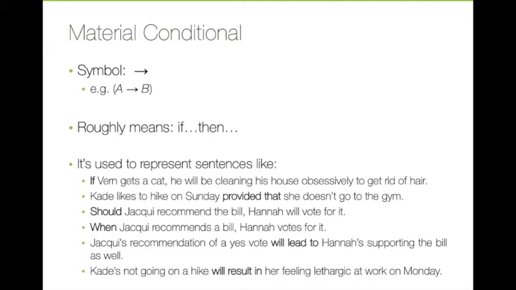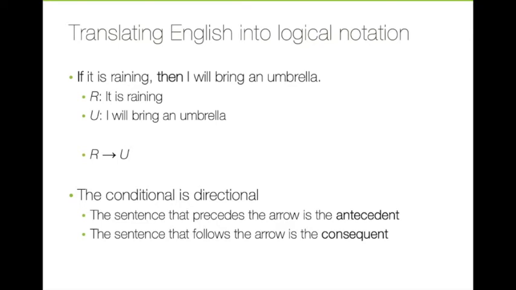Before we look at some of these richer examples, we're going to look at a straightforward if-then statement. So our starting example is the classic, if it's raining, then I will bring an umbrella. This statement contains two atomic statements: it is raining, and I will bring an umbrella. And we symbolize this as R arrow U, which can also be read if R, then U.